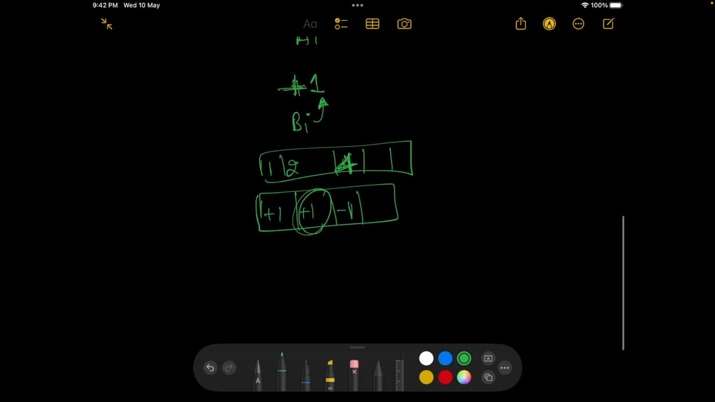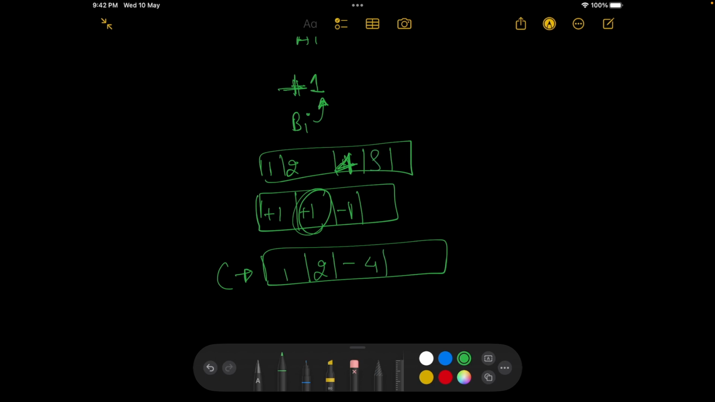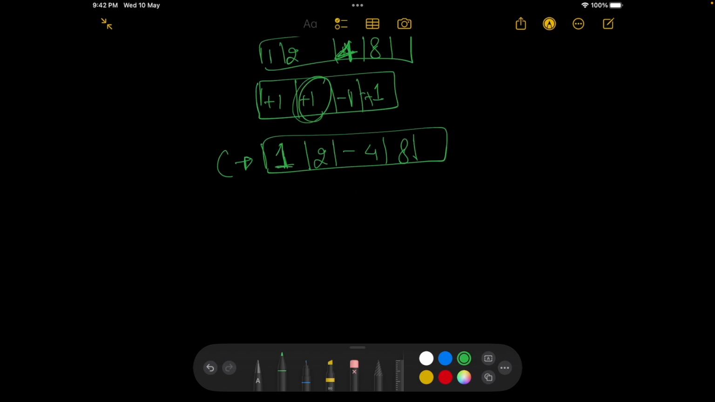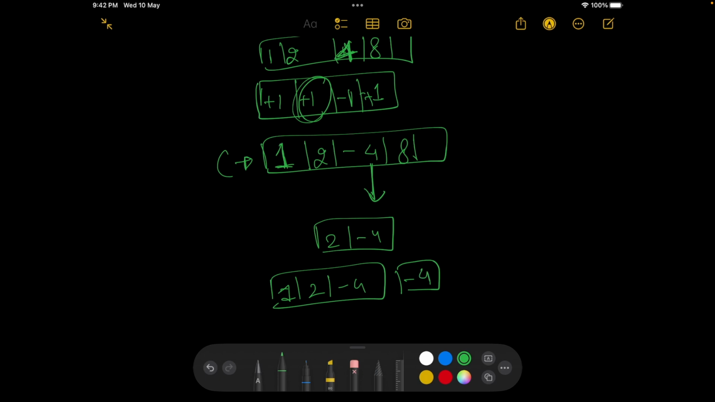Now the array C would be, let's write down the array C as well: 1, 2 and minus 4, right? Let's add another element, maybe this is 8 and maybe a plus 1 over here. This becomes 8 as well. So if I take this particular minus 4 and end my subarray at this index, then the subarray would always have a negative sum, because the subarrays that end at minus 4 would be 2 comma minus 4, and 1, 2, minus 4. Also simply minus 4 would be a subarray.